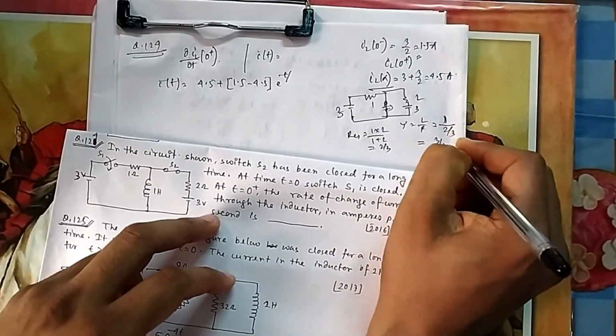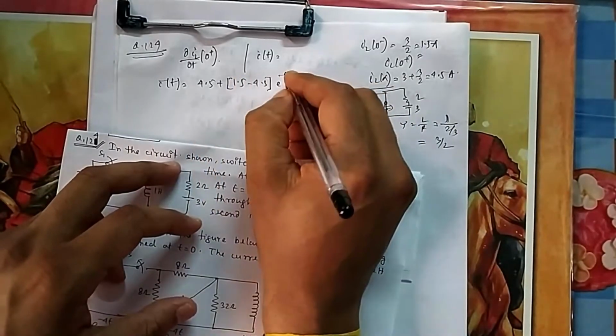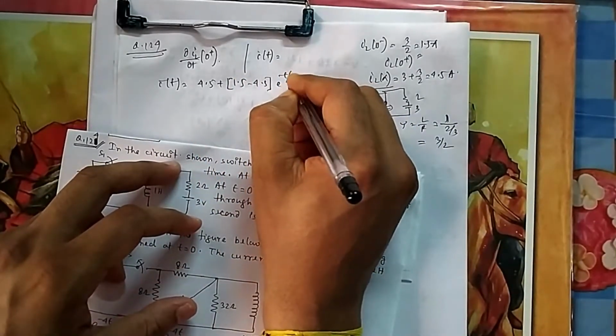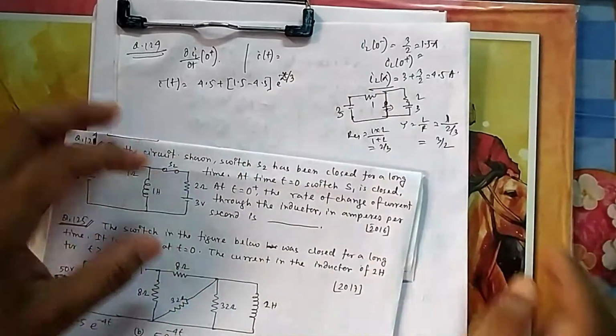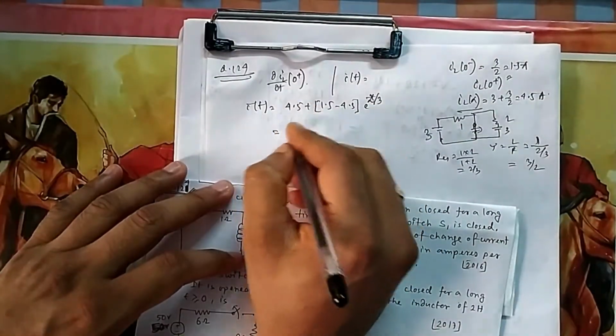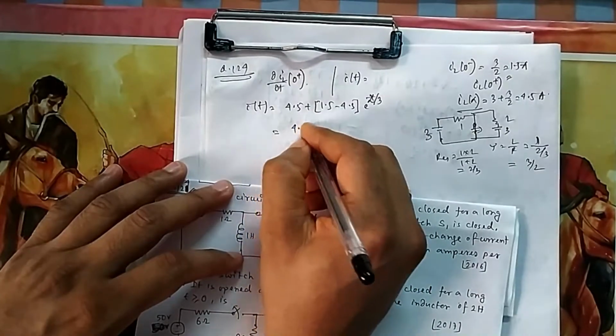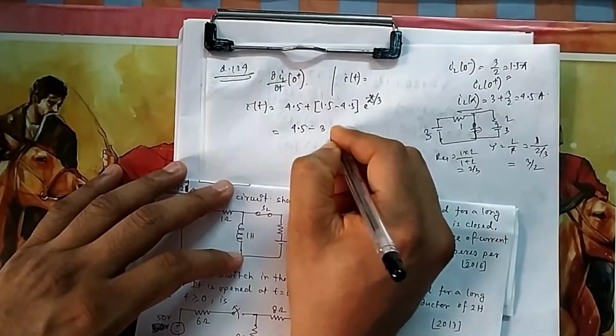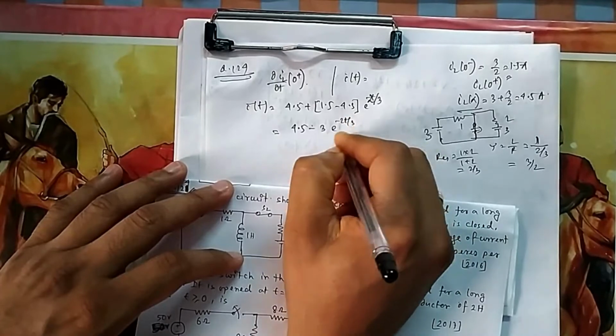So it is 3 by 2, so to the power divided by 3 by 2. So again 3 upper will be 2, so to the power minus 2 by 3. Now you got it. You got your i equal to 4.5 minus 3 e to the power minus 2t by 3. So this one.